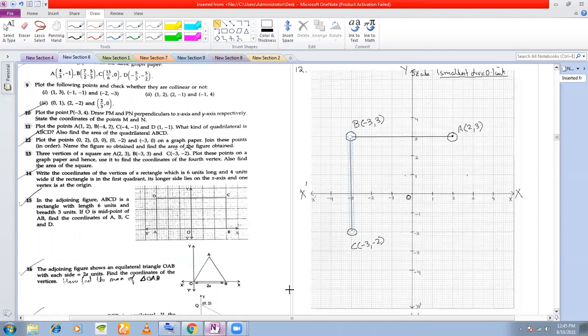So you get two sides of the square. You need only one vertex. If you get that vertex, you will be able to join the other two sides also. So what should be the vertex? Can anyone tell me how to find out the fourth vertex? Any idea?